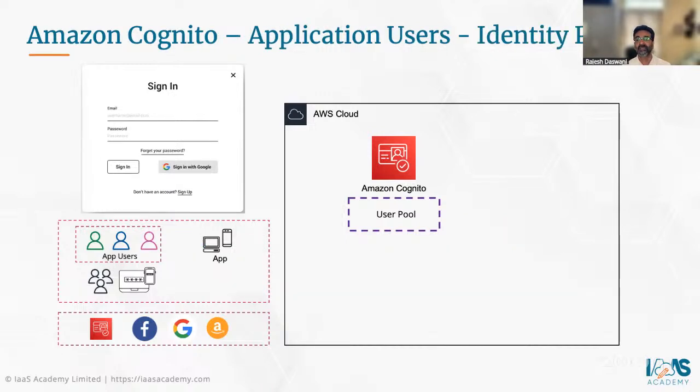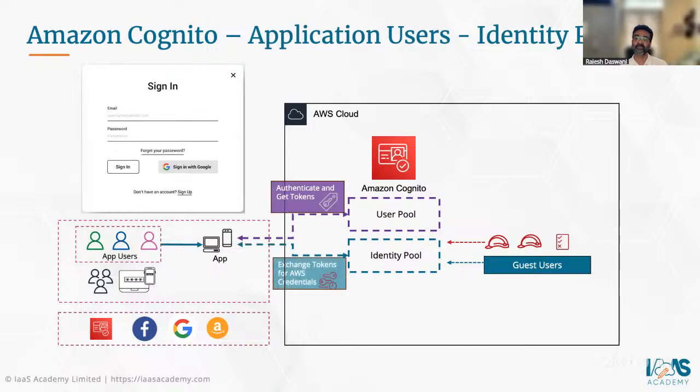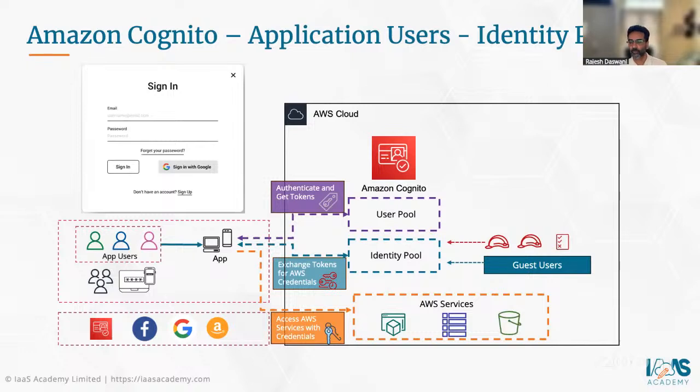We also have something called identity pools. Now, the way how identity pools work is that they give you the ability to use IAM roles and permissions to grant you access to a whole host of different services on the AWS platform. And so here again, what happens is the application user uses the application to access and authenticate against the user pool. They get a token. That token is then exchanged for AWS credentials. And those credentials are then used to access backend services like Workspaces, DynamoDB, Amazon S3, etc.